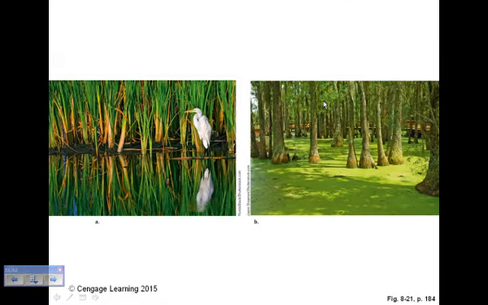And here are a couple of pictures. The picture on the left would be typical of a marsh. It's a grassier area with a nice picture of a white egret in it. And the picture on the right is going to be a swamp that's characterized by woodier plants.